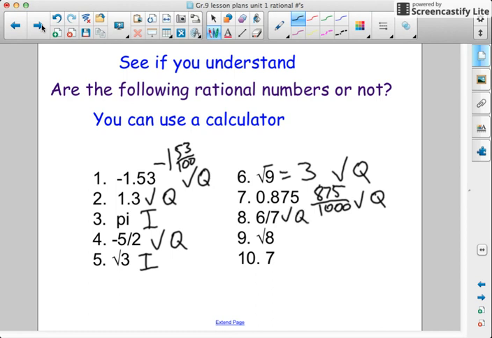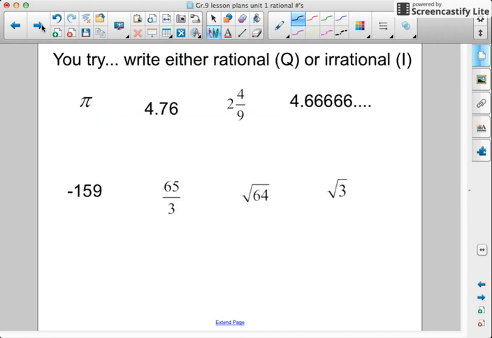The square root of 8 is actually irrational because you can't have an exact answer for that square root. It's a non-repeating, non-ending decimal. And 7 is just a whole number, so it is rational. So those are some more examples. So you can order these ones as either irrational or rational. Give them a try. So you can pause the video again and try it yourself.